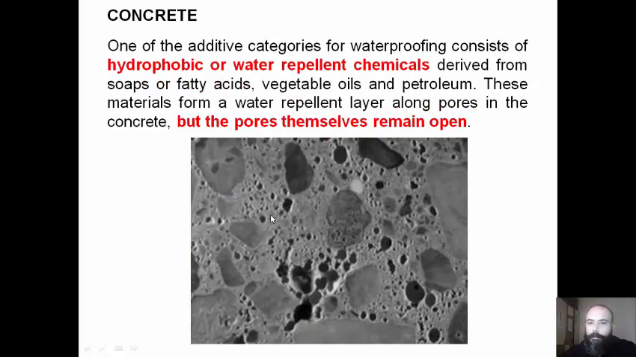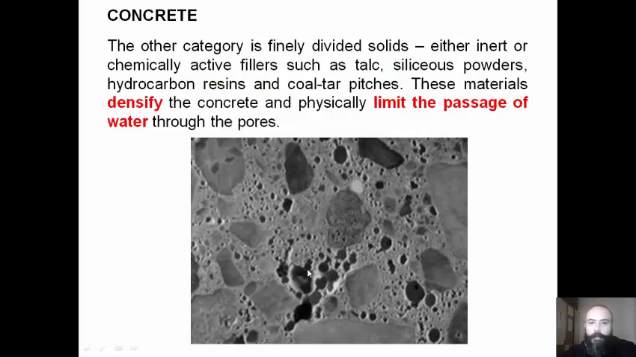One of the additive categories for waterproofing consists of hydrophobic or water-repellent chemicals derived from soaps or fatty acids, vegetable oils, and petroleum. These materials form a water-repellent layer along the pores in the concrete, but the pores themselves remain open. The other category is finely divided solids, either inert or chemically active fillers such as talc, siliceous powders, hydrocarbon resins, and coal tar pitches. These materials densify the concrete and physically limit the passage of water through the pores.